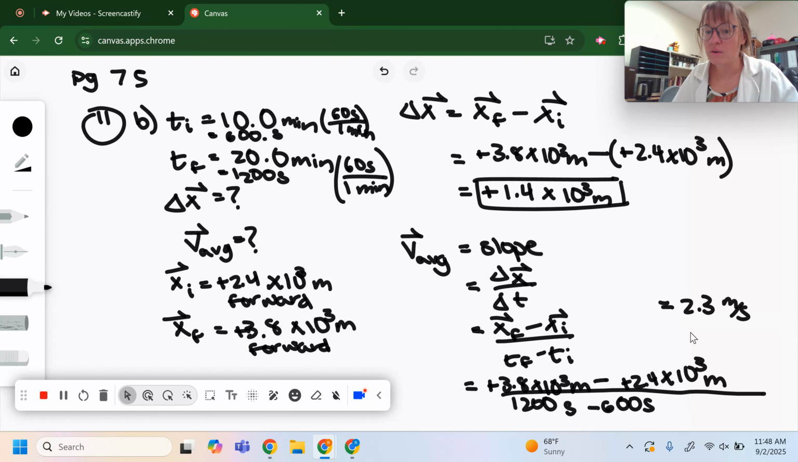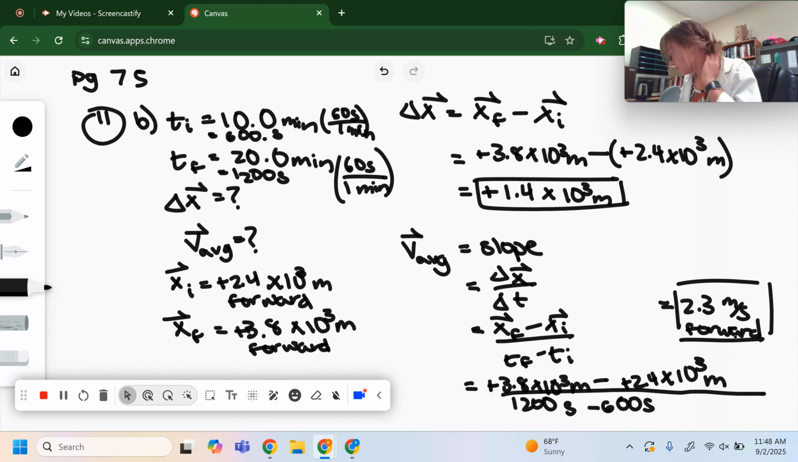And now that is not enough because we also need direction. So we will say that that is in the forward direction. And then we are all good to go here. That is my average velocity from 10 minutes to 20 minutes. Notice how I used the slope of the graph in order to find it. Okay, that is how to find the average velocity over the interval.